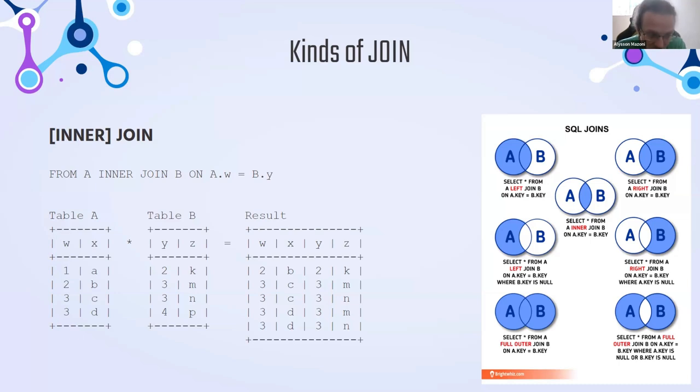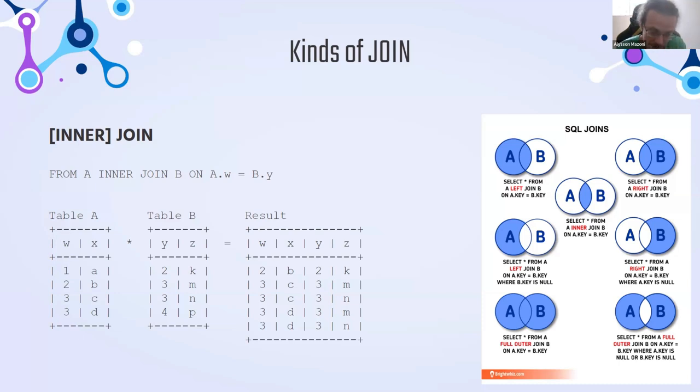The value 2 happens once in table A column W and once in table B column Y. Then the combination of these values in tables A and B appears, as in this case, the first row of the resulting table. So we have W and Y are 2, of course, because they are the indexes I am choosing to match. And X and Z, which will be the values B and K in tables A and B, are shown in the resulting table.